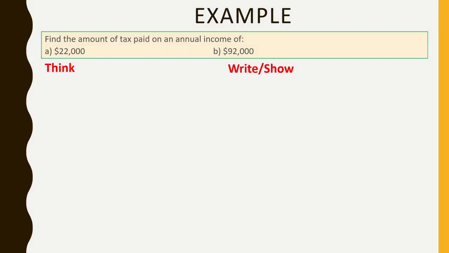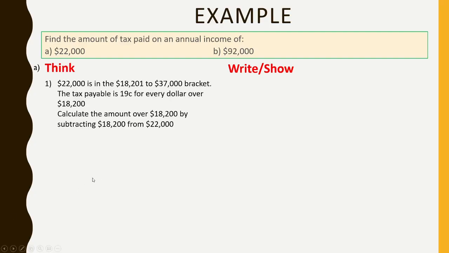Okay, here is our first example. We will find the amount of tax paid on the annual income of $22,000, and we'll also find a second example, which is $92,000. So for the $22,000, it is in that second bracket from $18,200 to $37,000. Now, the tax payable for that is 19 cents for every dollar over that $18,200 amount. So we need to work out how many dollars $22,000 is over that $18,200. So we just take it away.